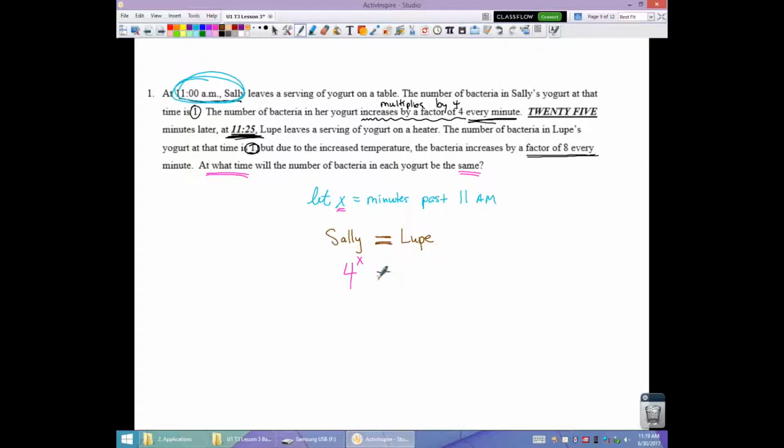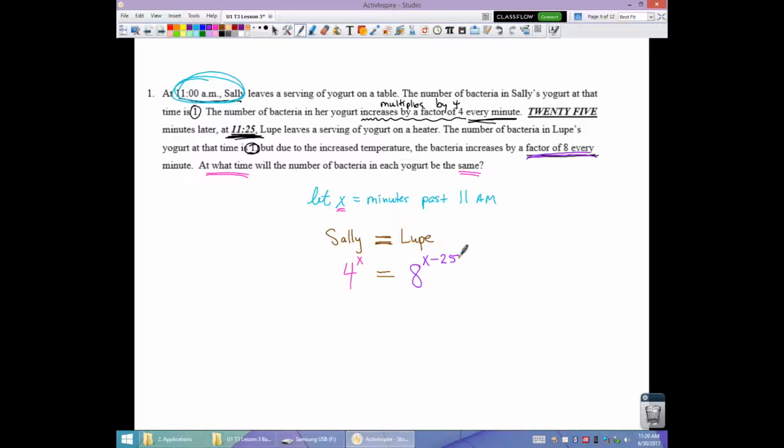Lupe, her bacteria also starts with 1, but it's increasing at a greater rate, multiplying by 8. So her base is 8. Her exponent, though, is not x, because x is how many minutes past 11 a.m. Well, she didn't put her yogurt out at 11 a.m. She waited 25 minutes. So however long Sally's yogurt has been out, Lupe's has been out 25 minutes less than that. So x minus 25.